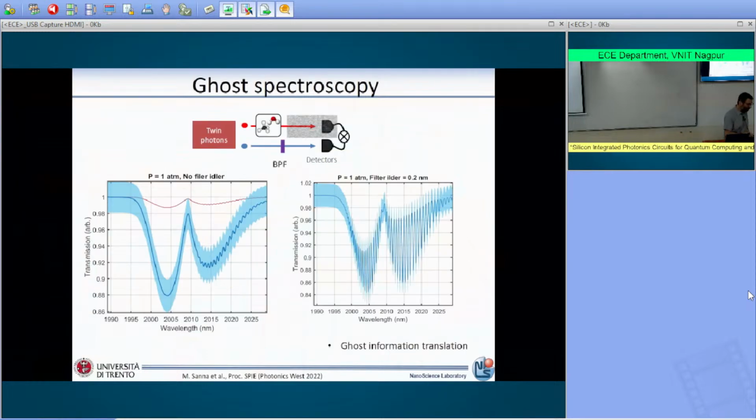As far as the spectral information translation, this is what you get, the resolution that you can get. You see that you are able to resolve all the vibrational lines of the CO2 molecules by using a filtering, by using a spectral analysis of the idler photons. And so this is indeed what we want to achieve: an improvement in ghost spectroscopy, an improvement in mid-infrared measurements by using the technique of entangled photon generation.